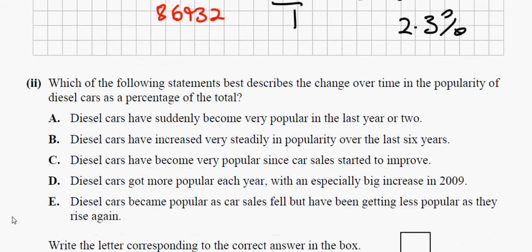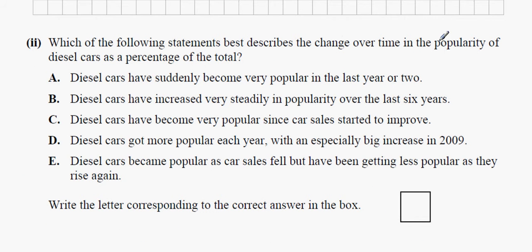Which of the following statements best describes the change over time property? A. Diesel cars have suddenly become very popular over the last 2 years. B. Diesel cars have increased very steadily over the last 6 years. C. Diesel cars have become very popular since car sales started to improve. D. Diesel cars got more popular each year, especially with a big increase in 2009.